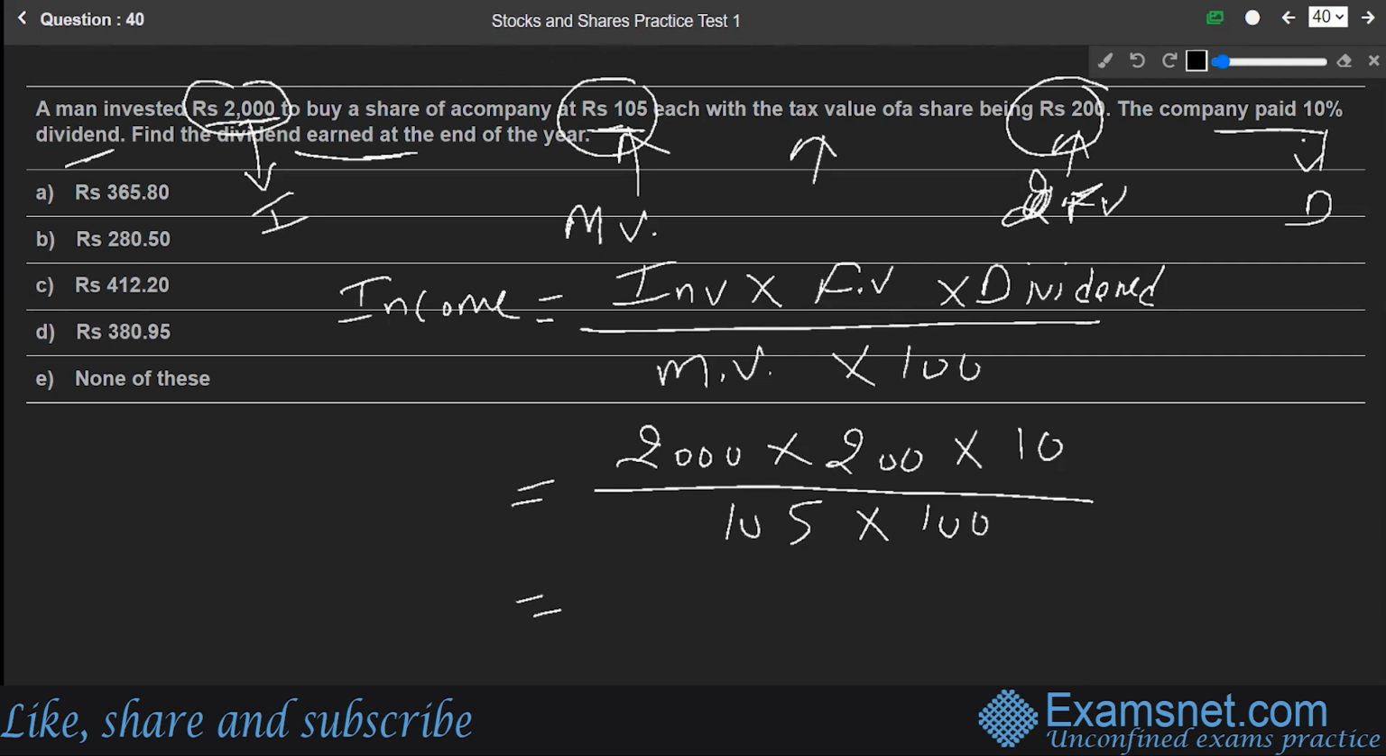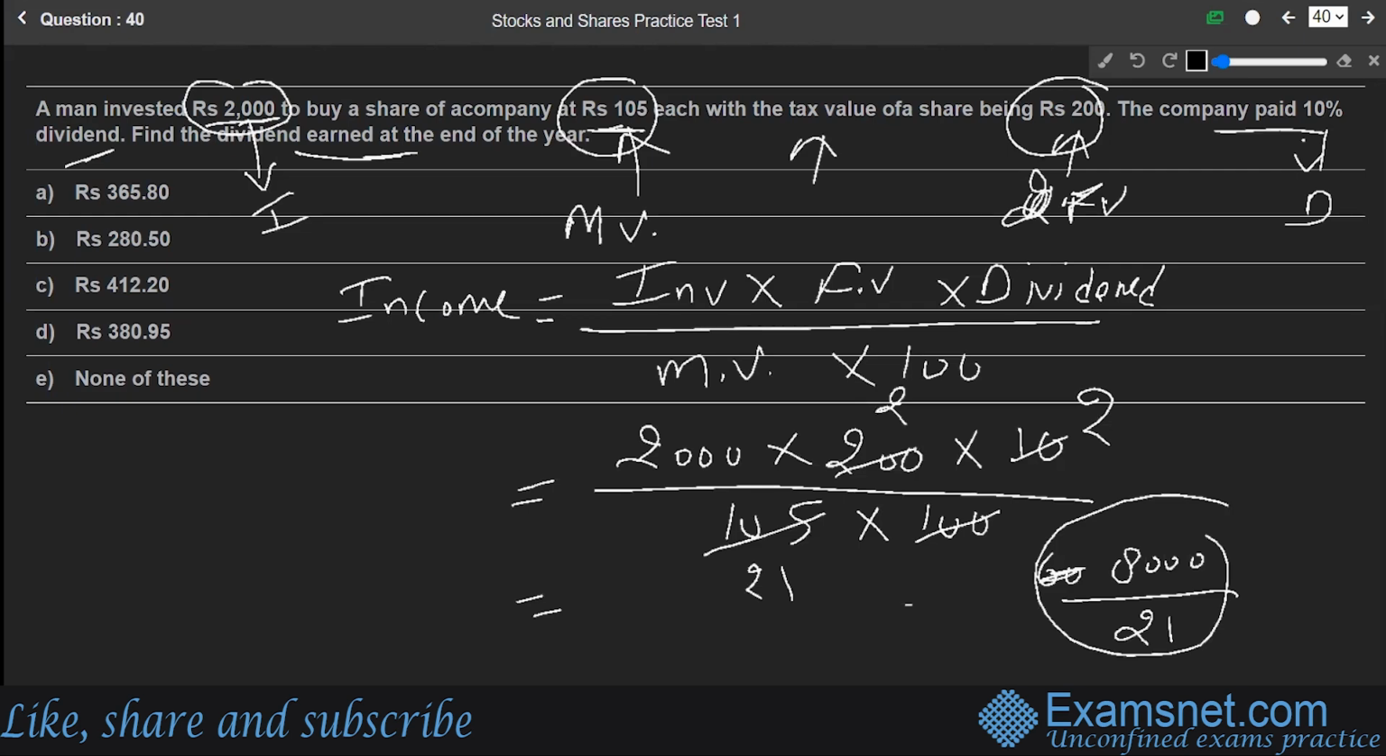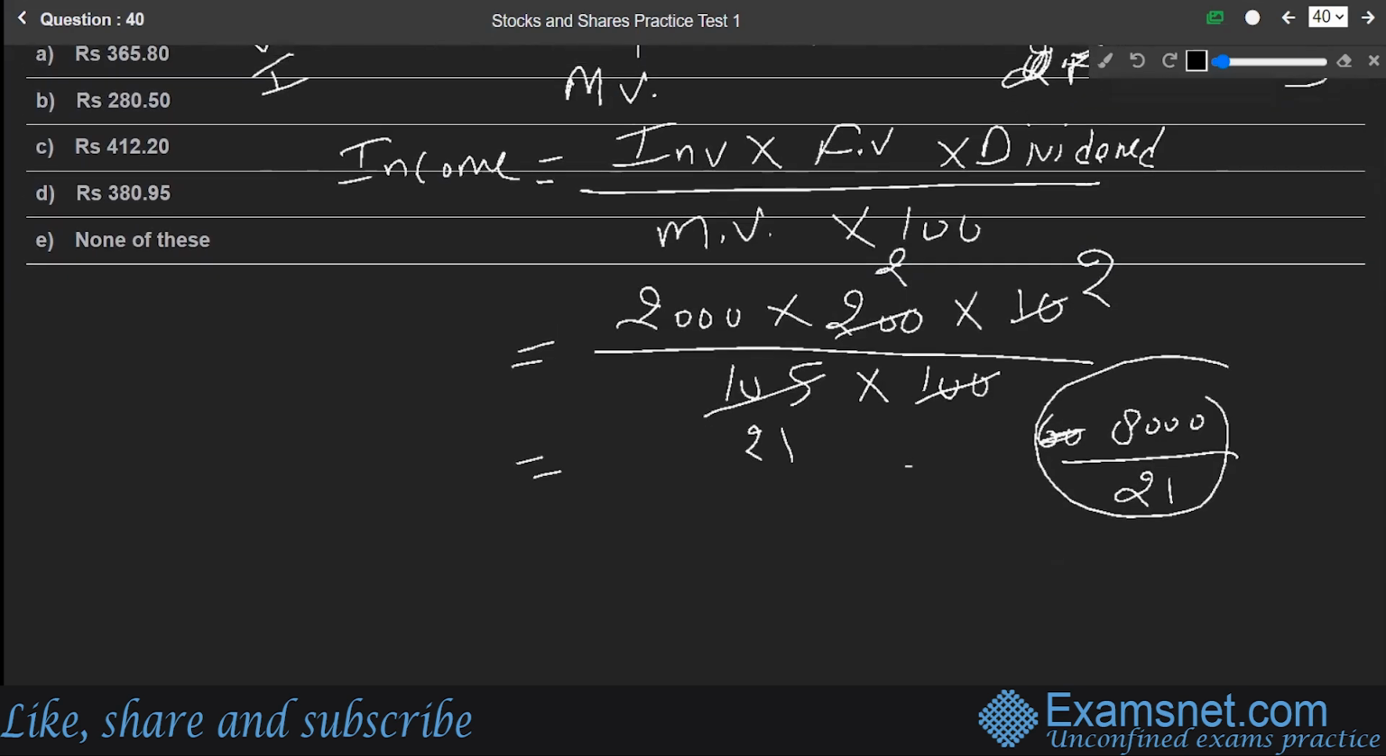If you solve this, 100 can cut this 200 by 2 like this. Then we can divide a few more numbers. So we can divide this 105 by 5, which is 21. 5 21s are 105 and 5 can cut this 10 by 2 again. So the final equation becomes 2000 into 2 into 2, that is 6000, rather 8000 divided by 21. That's what we have to solve. Okay, if we divide it precisely, we can get to the final value.